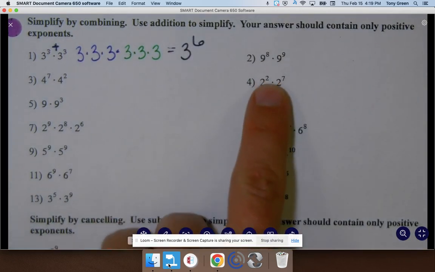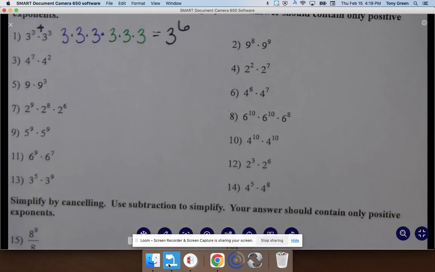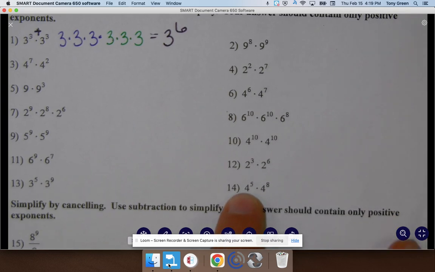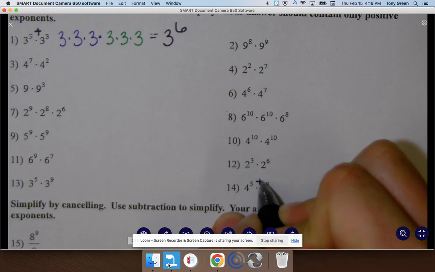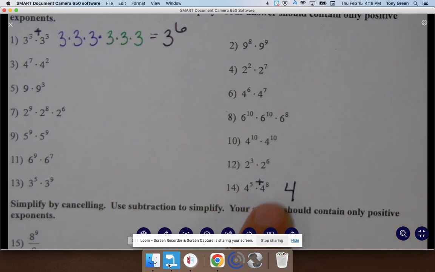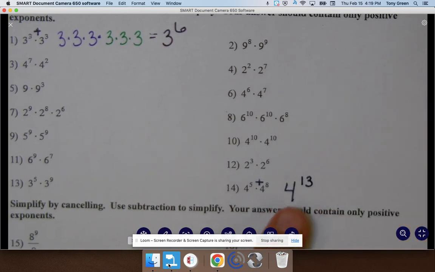So let's jump down to number 14. So number 14, multiplying 4 5 times and 4 8 times. So we can just add those exponents, and how many times we multiply by 4? 5 plus 8 is 13. So we're multiplying 4 13 times.